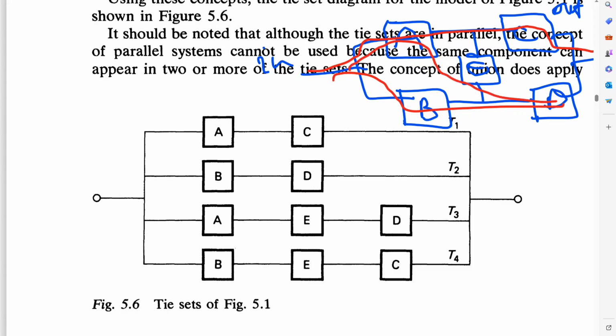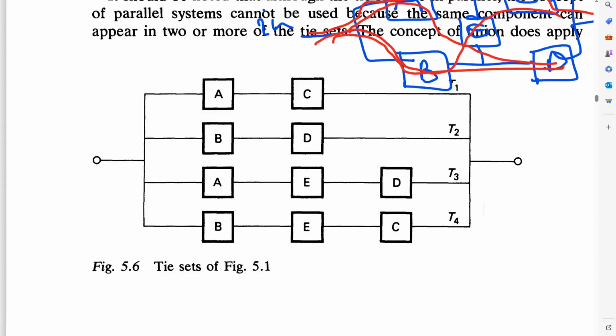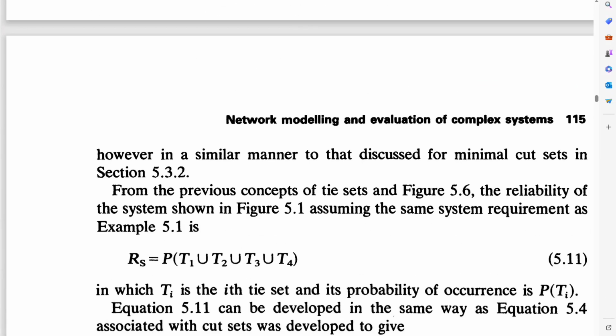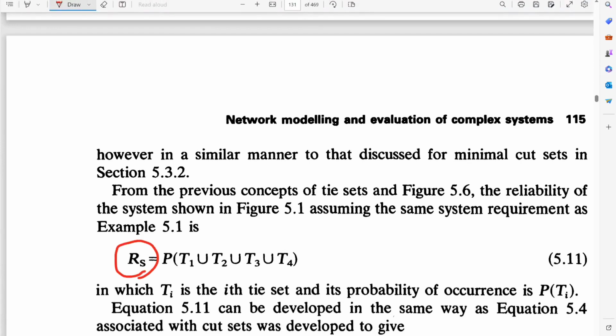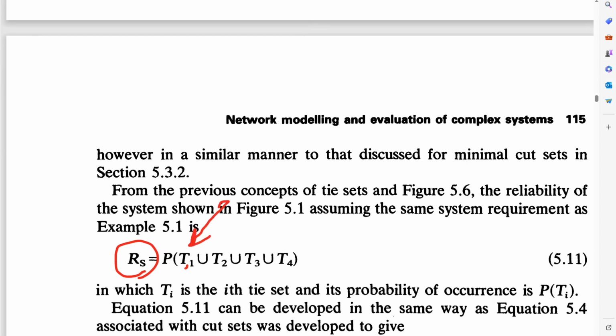AED is another path, BEC is another path. Tie sets are in parallel. All of the tie sets are in parallel. So, reliability of the system is the probability of having a complete path in any of the paths. For example, if T1 is okay, we will have a path from the input to the output. If T2 is okay, or T3 or T4, we will have a path from the input to the output.